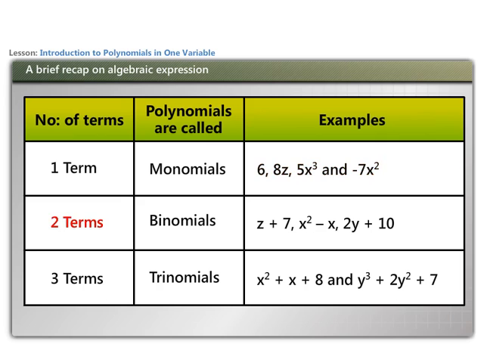A polynomial with two terms is called a binomial. z plus 7, x square minus x, 2y plus 10 are binomials. A polynomial with three terms is called a trinomial. So, x square plus x plus 8 and y cube plus 2y square plus 7 are trinomials.